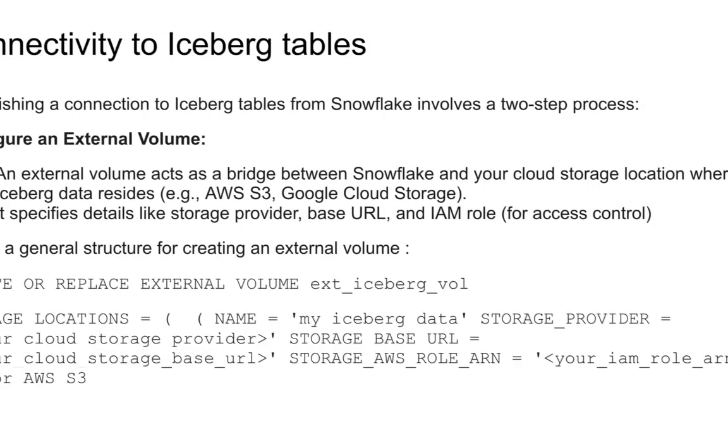Before we start using the Iceberg table in Snowflake, we need to establish the connectivity first. There are two steps to establish the connectivity. One is to configure an external volume. An external volume acts as a bridge between Snowflake and your cloud storage location where Iceberg data resides. It specifies details like storage provider, base URL, and IAM role. So here is the syntax for how we can create an external volume.